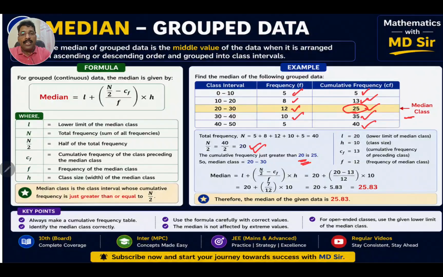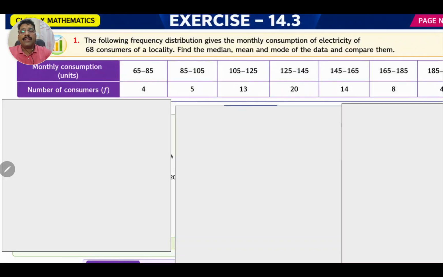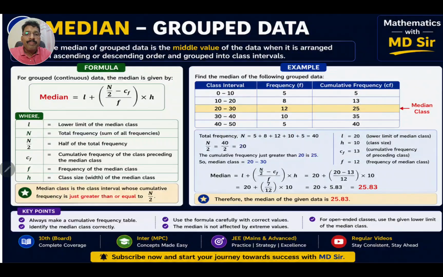So median class means which class? The class whose cumulative frequency is just greater than the N by 2 value. N means the sum of all frequencies. Here the sum of all frequencies is 40. 40 by 2 gives 20. We have to look for 20 in the cumulative frequencies. Which class does 20 come under? 20 to 30. This class is called the median class. So now substituting all these values in the formula, median is equal to L plus ((n by 2 minus Cf) by f) into h.